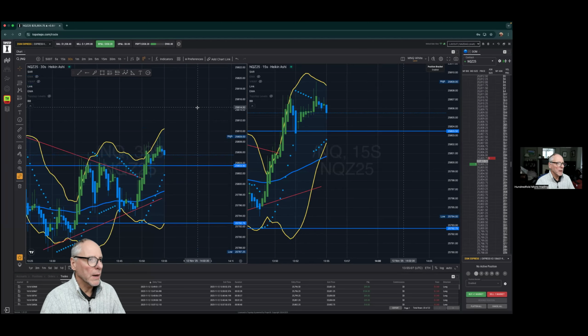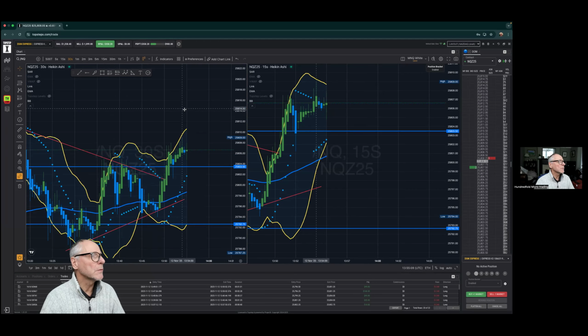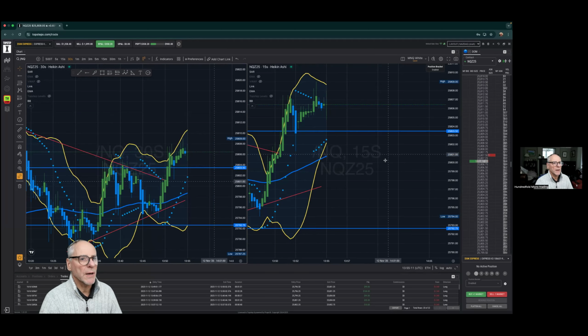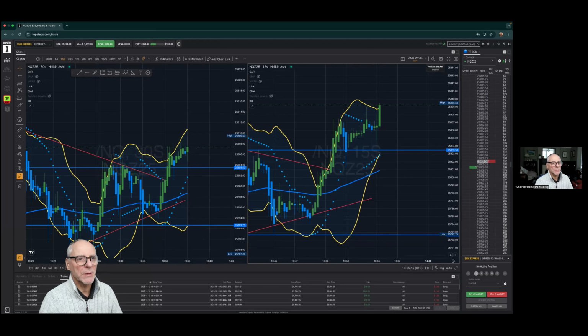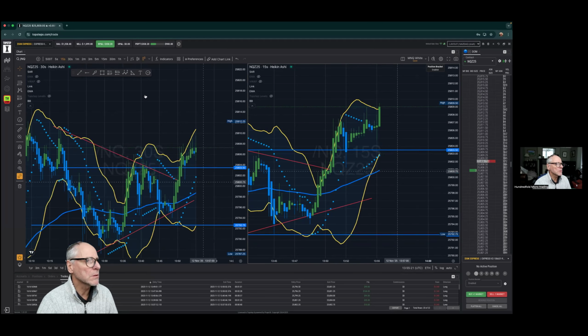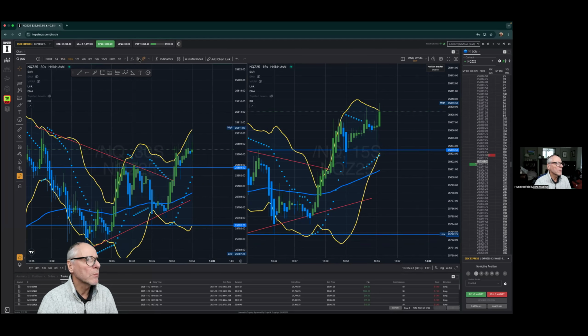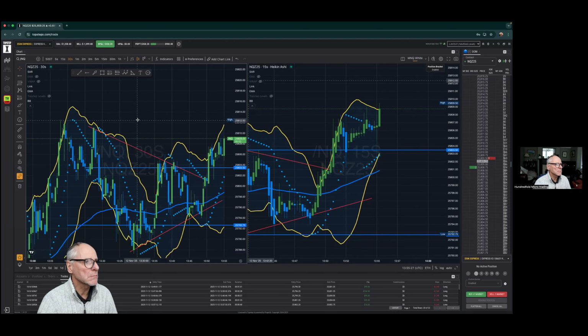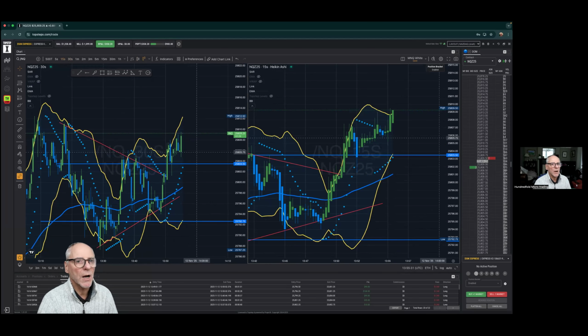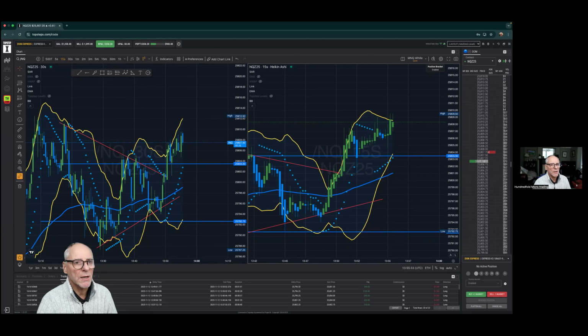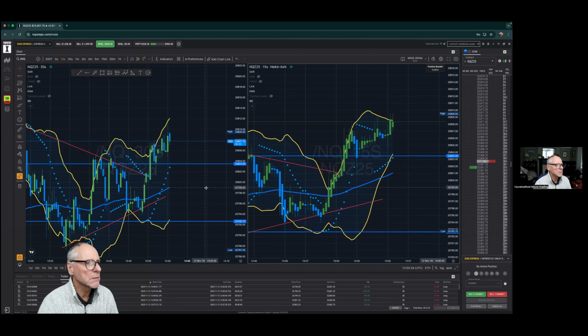Well, hello guys. We're trading the NQ with a Topstep 50k account. At the minute we have a maximum of two contracts. That's all we're allowed to use. We're watching the 30-second chart and the 15-second chart. The 15-second chart is in Heikin-Ashi candles.